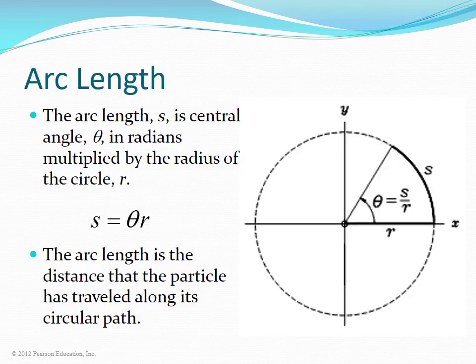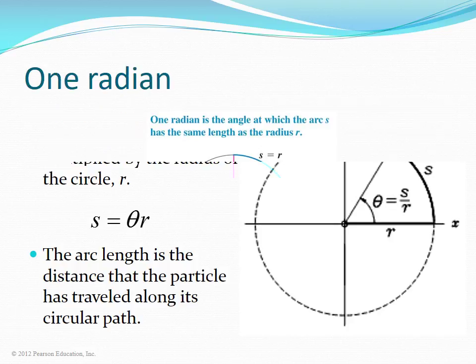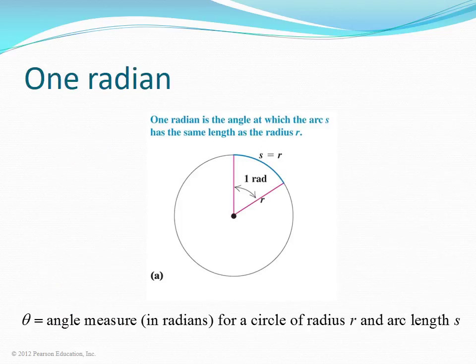The arc length S is the central angle, theta, in radians multiplied by the radius of the circle, r. The arc length is the distance that the particle has traveled along its circular path. 1 radian is the angle at which the arc length S has the same length as the radius, r.